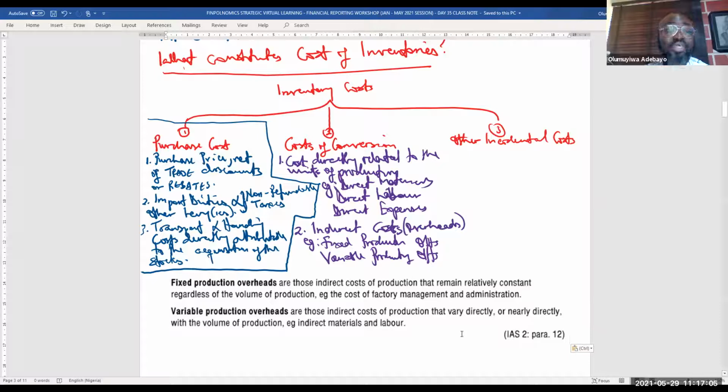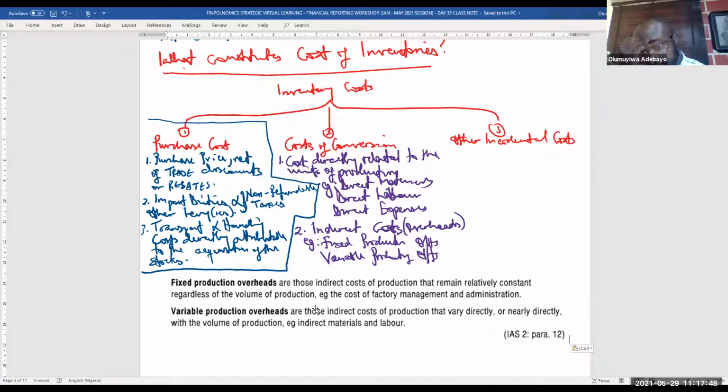Now, to further buttress my indirect cost or what I call overhead, I told you it could be fixed and it could be variable. Fixed production overhead are those indirect costs of production that remain relatively constant, regardless of the volume of production. An example is the cost of factory management and administration, factory labor costs, and some form of factory allocated costs are part of cost of product rather than part of your operating expenses. And that's what we try to reflect here.